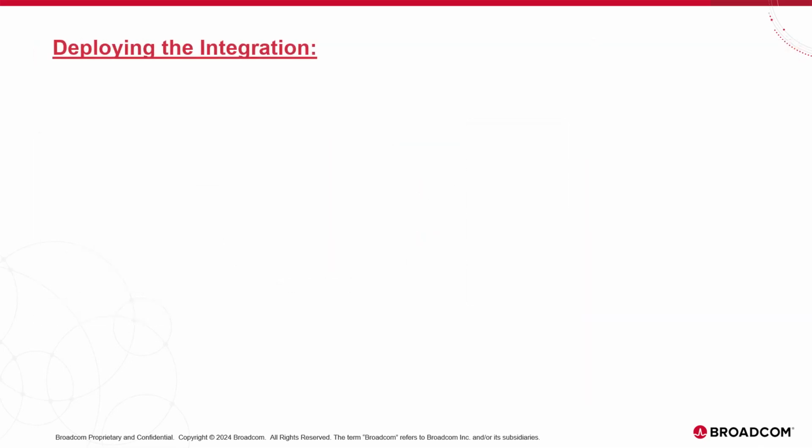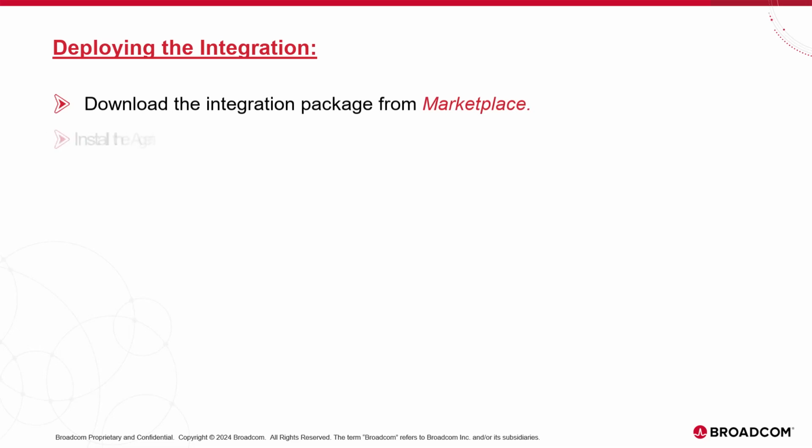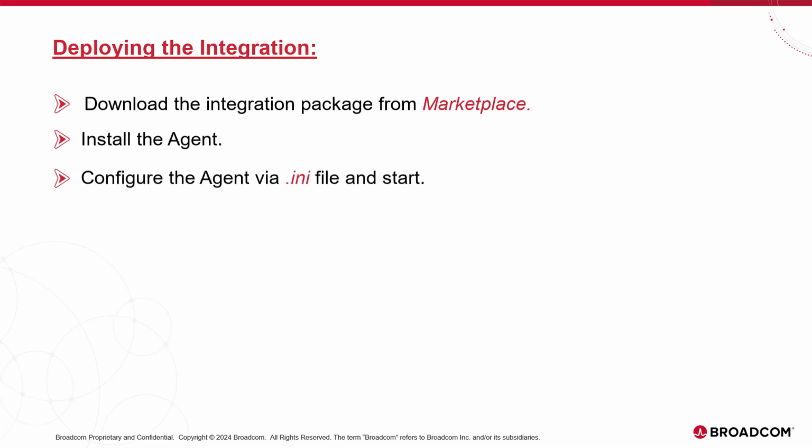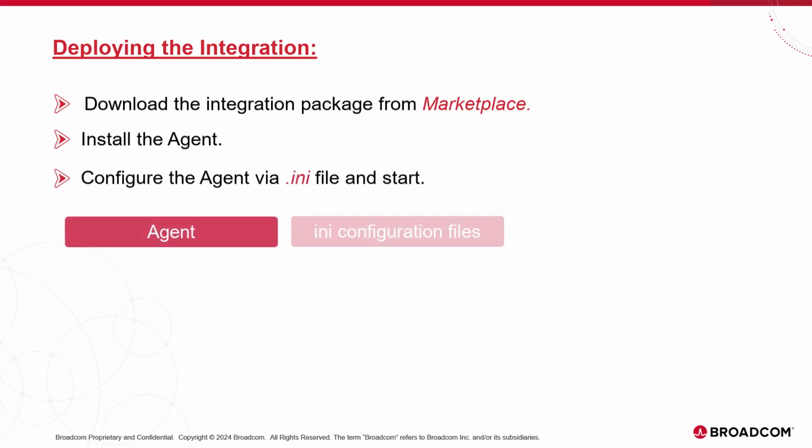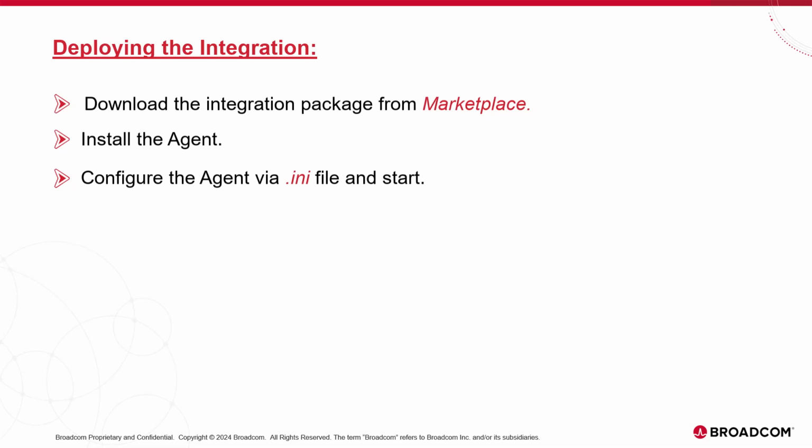The procedure to deploy the AWS Step Functions integration is as follows. First, we download the integration package from Marketplace. This package contains all the necessary elements. We unzip this package, which produces a directory containing the agent, the INI configuration files, and several other items, like the start command. We use the appropriate INI file for our specific platform.